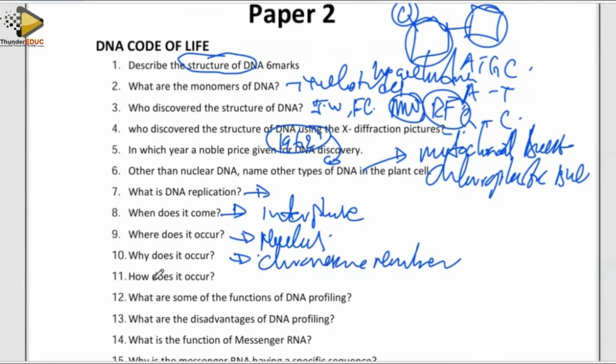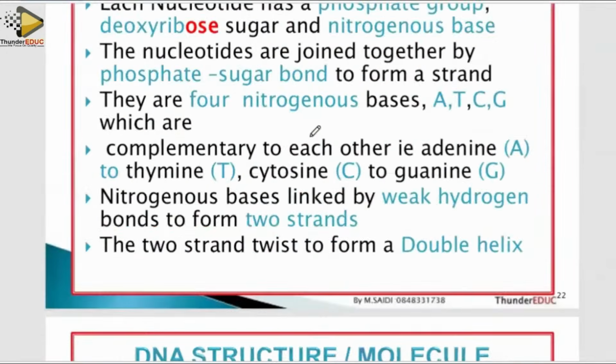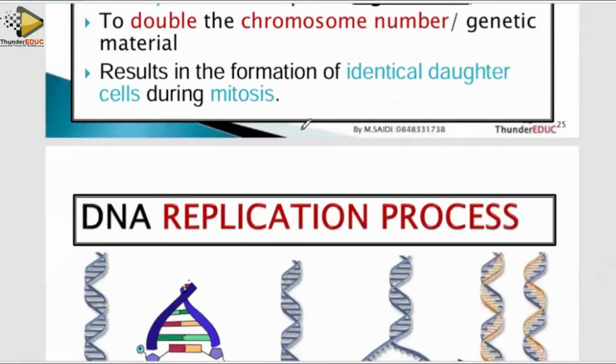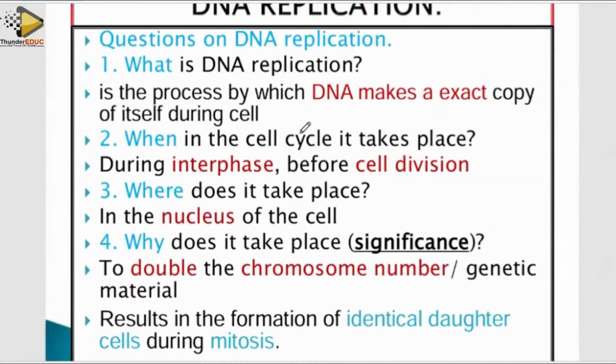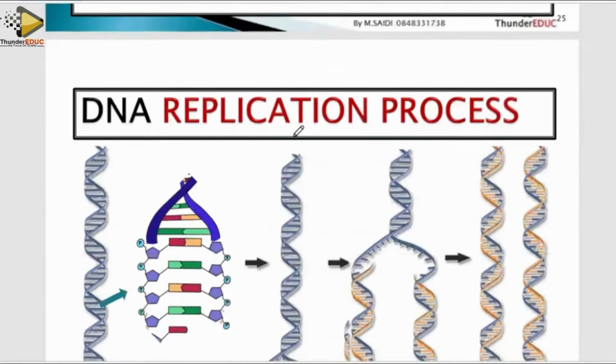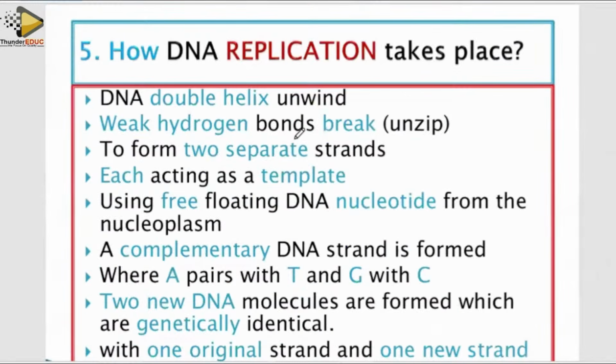How does it occur? Here you describe the process of DNA replication. So that's what you're supposed to describe. For example, in this case, what you have been talking about is here. What is DNA replication? When does it occur? Where does it occur? Why does it occur? You see, to double the chromosome number. And then how does it occur?